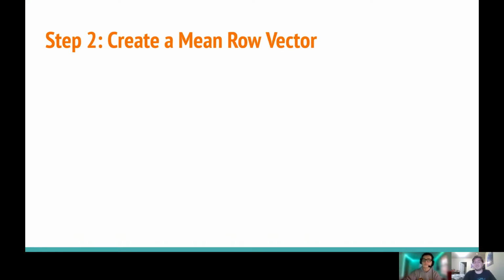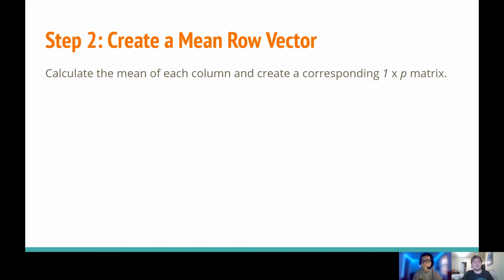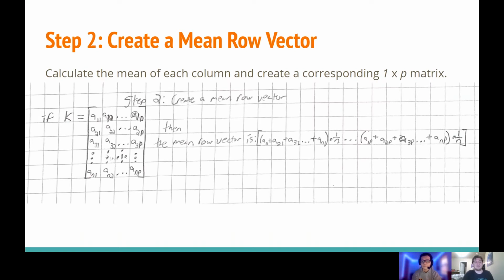Second, we're going to calculate the mean for each column. For example, for this example one, the first column's mean would be A11 plus A21 plus A31 all the way up to An1. And then we multiply that sum by 1 over n. We put this into a corresponding 1 by p matrix. This is our mean row vector.